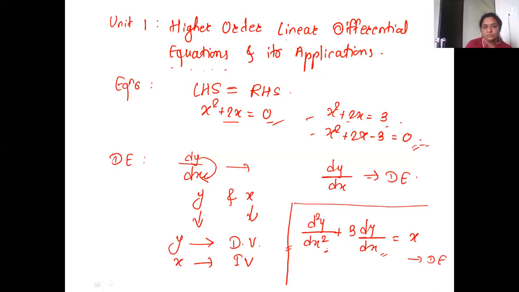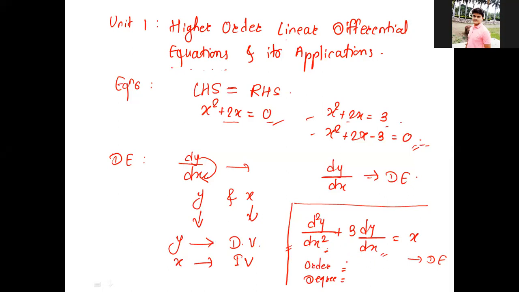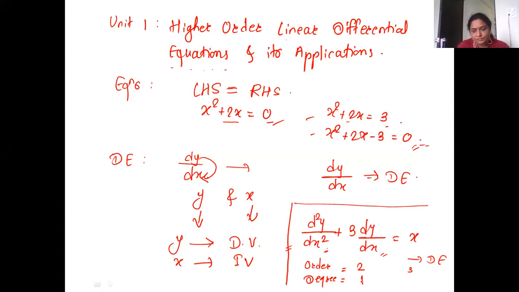Okay, so now we are interested in order and degree. What is the order of this differential equation and what is the degree here? Two. Okay, and degree? Someone is saying one, three also. Degree is 1. Yes, this is correct, 3 is wrong. So order is 2 and degree is 1. So how do you decide the order and degree?